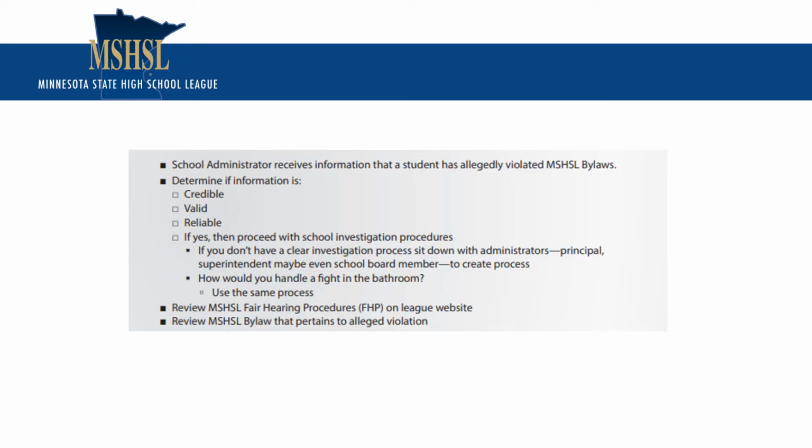The first portion of the checklist shows that the investigation begins when you have received information that there is an alleged MSHSL violation. If your district uses a Tennyson warning or notice, make sure you give the notice to the students at this time. There is an example of a Tennyson notice at the bottom of this checklist. Ask yourself, is the information credible? Where did it come from? And might it show possession or consumption or behavior that is unbecoming of a student participant? Is the information valid? And is the source reliable?